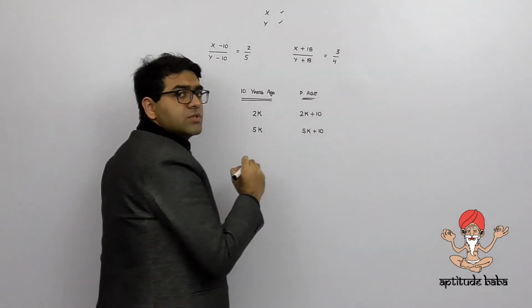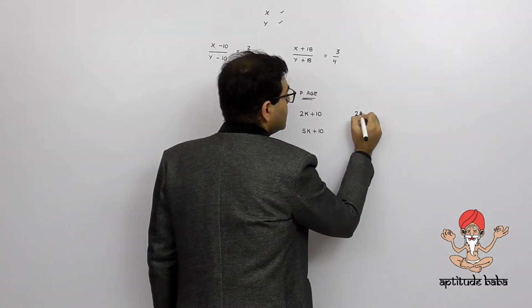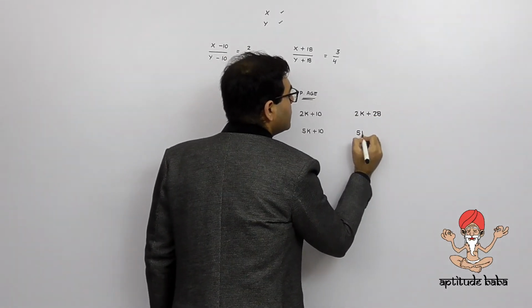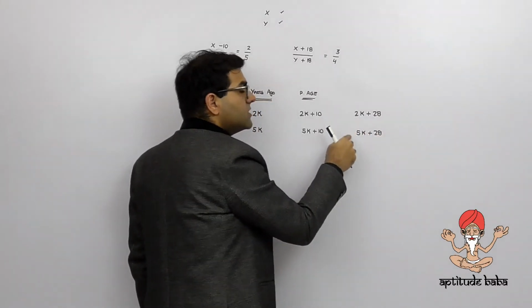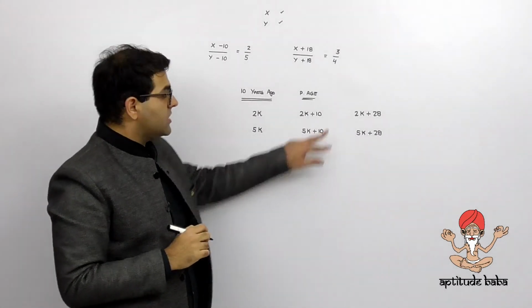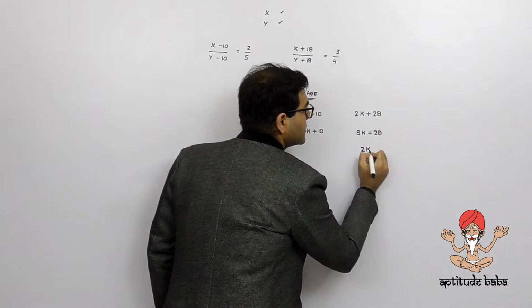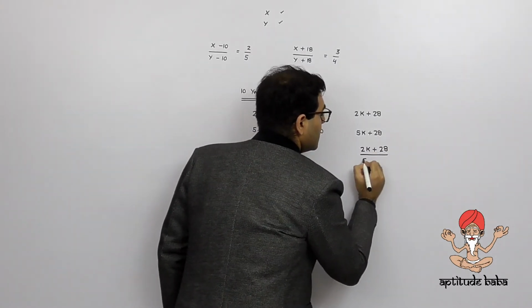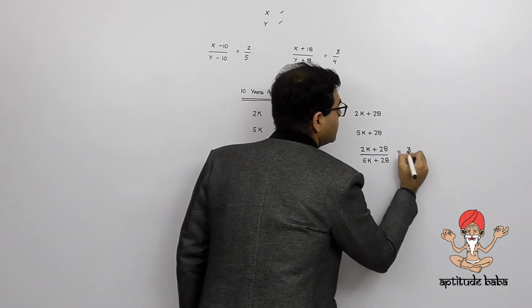As per my given question, 18 years hence, that means 18 years आगे, their age will end up becoming 2k plus 28 and 5k plus 28. Now, the ratio of these two ages is given to me as 3:4. मुझे ये दो ages का ratio 3:4 दिया हुआ है. So I can quickly solve this expression. So 2k plus 28 divided by 5k plus 28 is equals to 3:4.